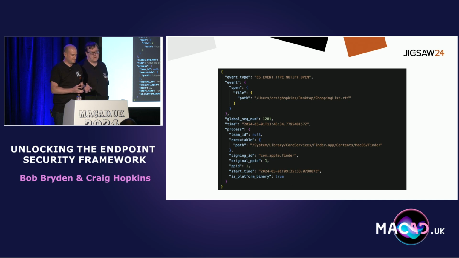This is an example of an event. We get the type of event. In this case, at the top, we've got ES event type notify open, which is just a file opening. We've got the file path that has been opened, timestamps, the executable that initiated that open command, PPIDs and process IDs. You can actually get a chain of the app that caused that event.